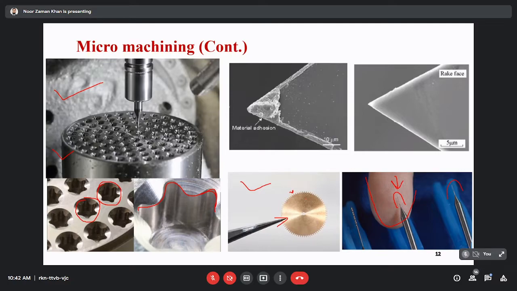Another example, you see the tool tip, single point cutting tool tip of diamond cutting tool. Now compare, this is the length of 5 micrometer. So you can understand the radius of this cutting tool and the cutting edge length of this cutting tool, which is of micron size. This is a diamond cutting tool after performing machining operation. This is the figure after material addition, the tip of the cutting tool. So this is all about the examples for micro machining.